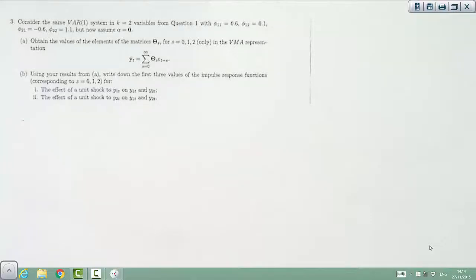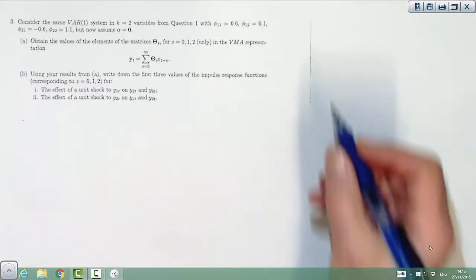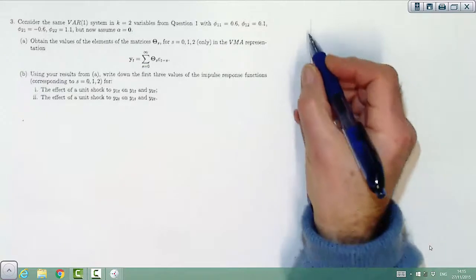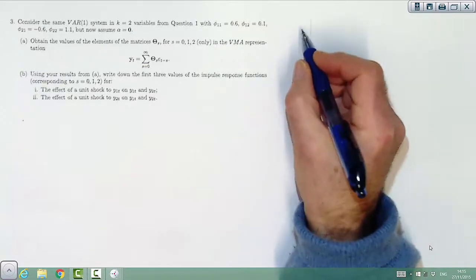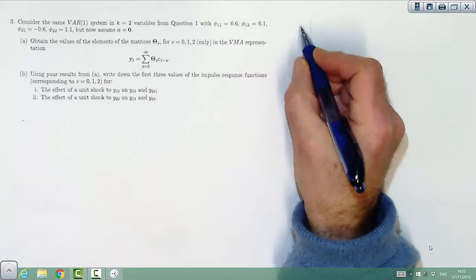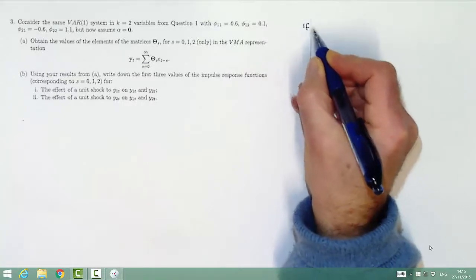This video clip develops a solution to exercise sheet 3, question 3. In this question, return to the VAR(1) process of question 1, and we look at its moving average representation and also impulse response functions. To remind ourselves of where this moving average representation comes from, let's go back to the general case.